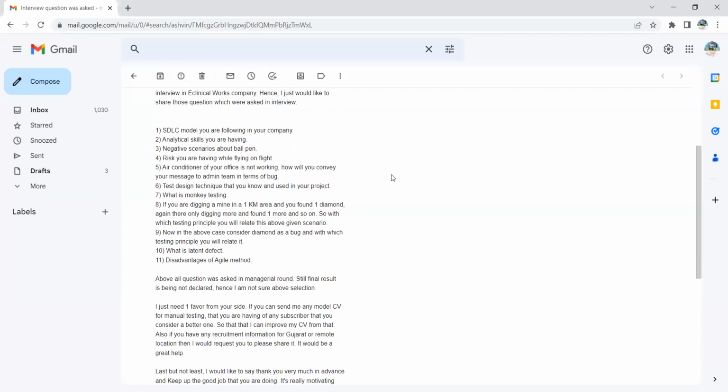SDLC model you are following in your company. This is a very common type of question. You can tell whether it is waterfall, agile, spiral, prototype, or iterative model. So many models are there, but generally agile is the model which is followed in most companies.